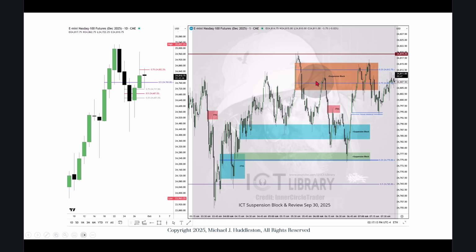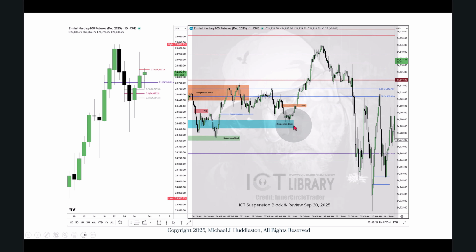These are just the upper and lower quadrants, respectively, of this suspension block. Moving forward, that's the suspension block, and the lower green one I have here so you can see it in reference. Price rallies away from that. The inversion fair value gap was a SIBI, and now it's a bullish inversion fair value gap. Consequent encroachment sends it higher, and it finds support at the upper quadrant of the suspension block over here.